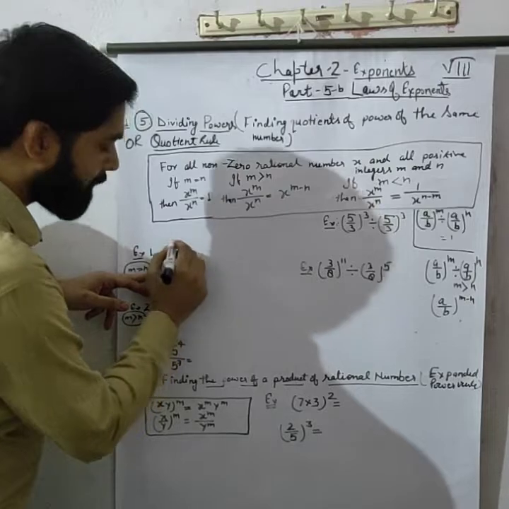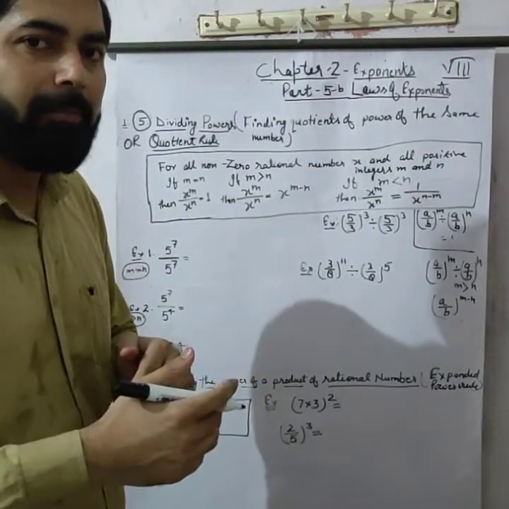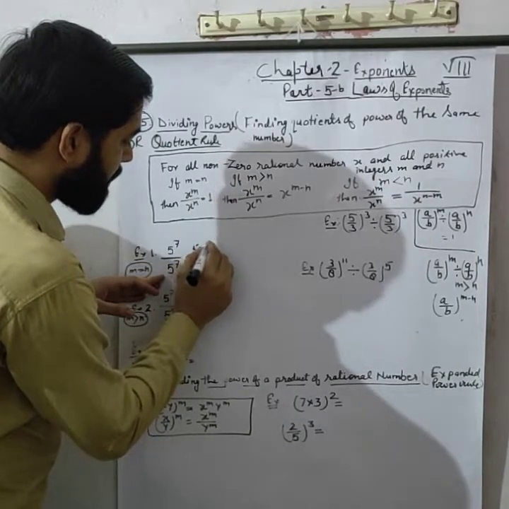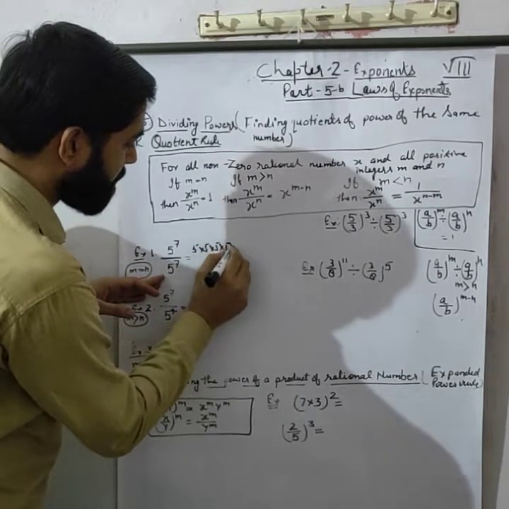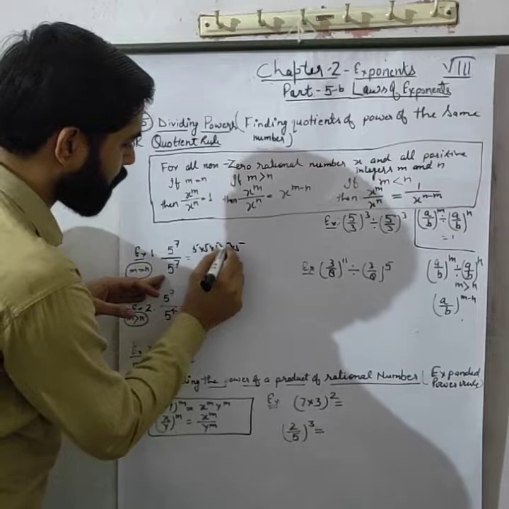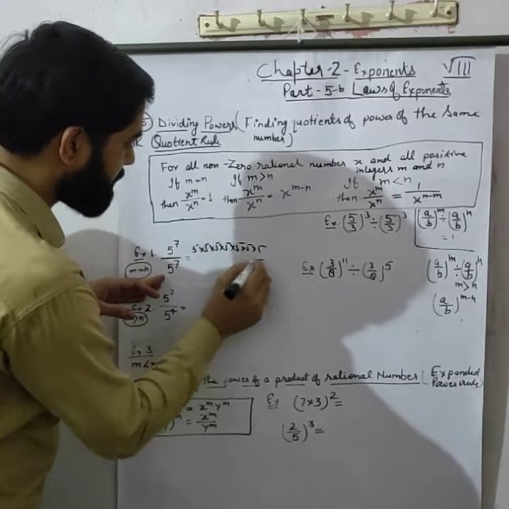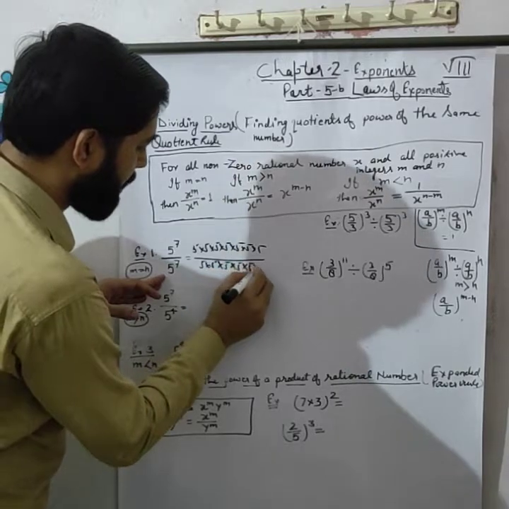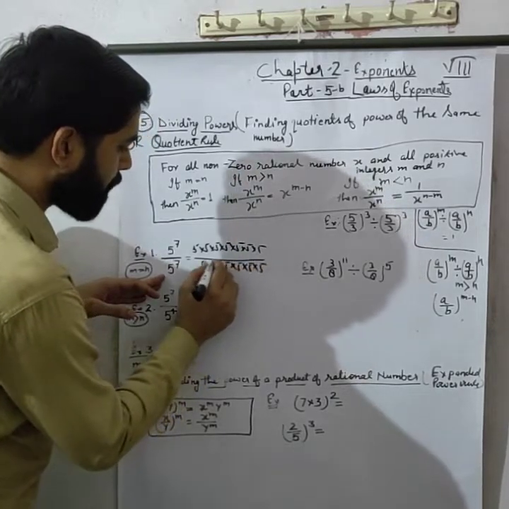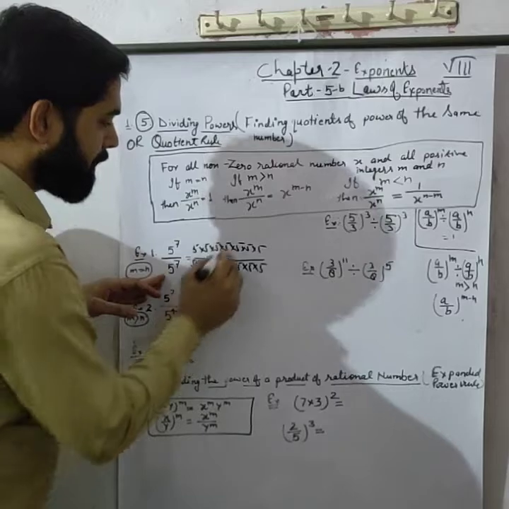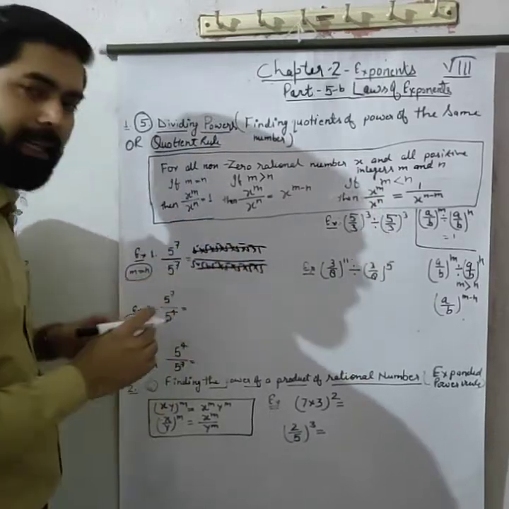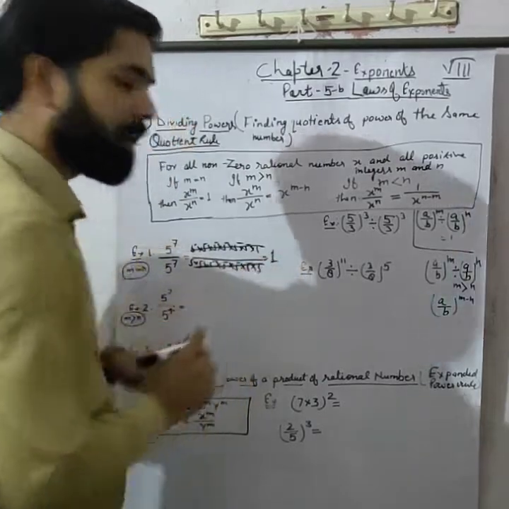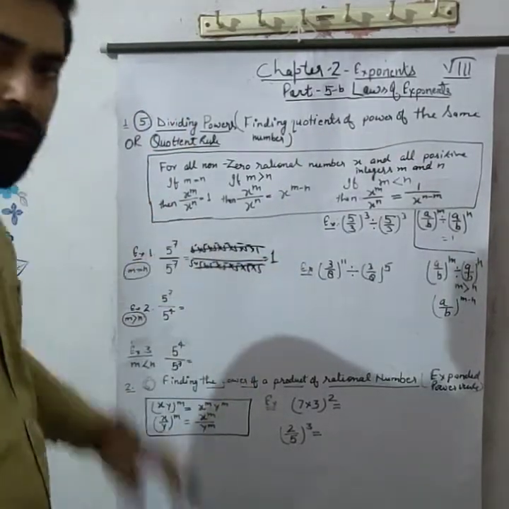5 power 7 means 5 multiplied 7 times. So 5 multiplied by 5 multiplied by 5 multiplied by 5 multiplied by 5, 1, 2, 3, 4, 5, 6 and 7. The same in the denominator: 5 multiplied by 5, 2, 3, 4, 5, 6 and 7. Cancel all the 5s. What is left here? Here 1 is left. This proves the condition.